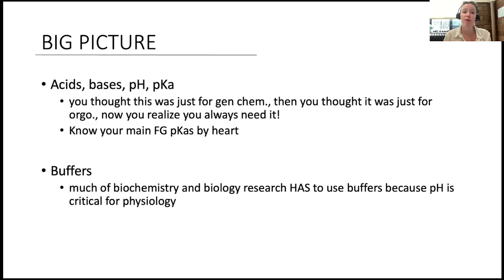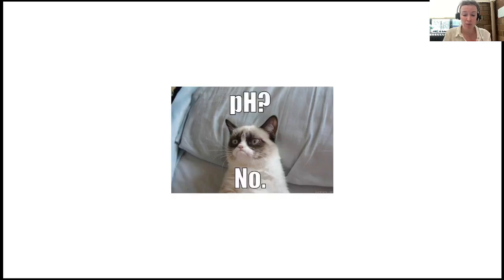Buffers. We also talked about buffers. A lot of what we talk about in this class has to do with buffers because our bodies exist buffered. Additionally, if you've ever done research in a lab that does biochemistry or molecular biology, you've probably used and or made a buffer.